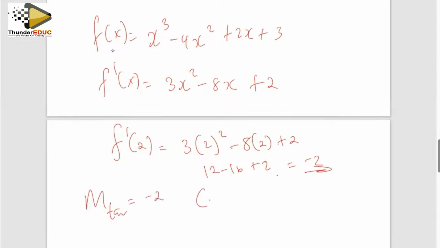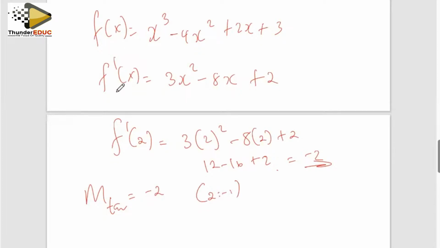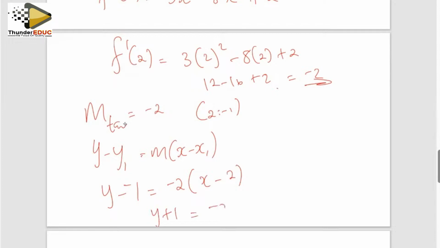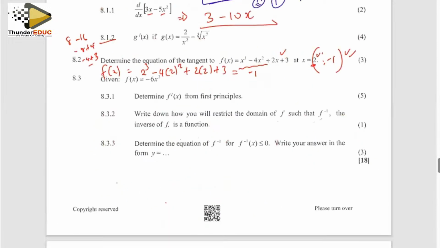We have a point which is 2 and negative 1. So let's use that and find the equation of that line. So from y minus y1 is equal to m into x minus x1. So it's going to be y minus negative 1 is equal to negative 2 into x minus 2. Open this up. y plus 1 is equal to negative 2x. That's going to give us a plus 4. Move the one that side, which means it's negative 2x plus 3. So that becomes the equation of the tangent.